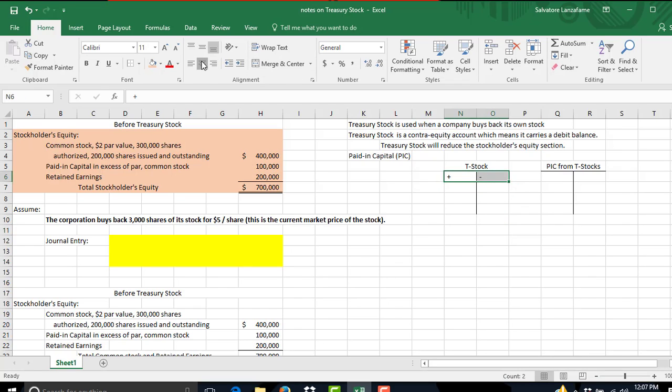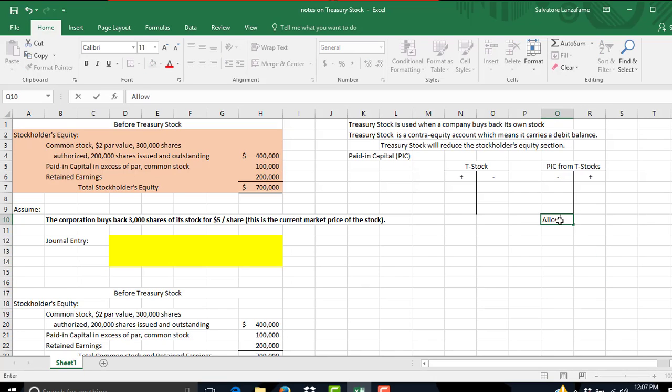Another thing to think about is this PIC from T stocks. It's the contra to the contra, which is kind of strange to hear, but this actually works like a normal equity account. So you'll notice that it increases on the credit side and decreases on the debit side. One little rule about PIC from T stocks, you are allowed to debit it, but it can never ever have a debit balance. So let's put that in here.